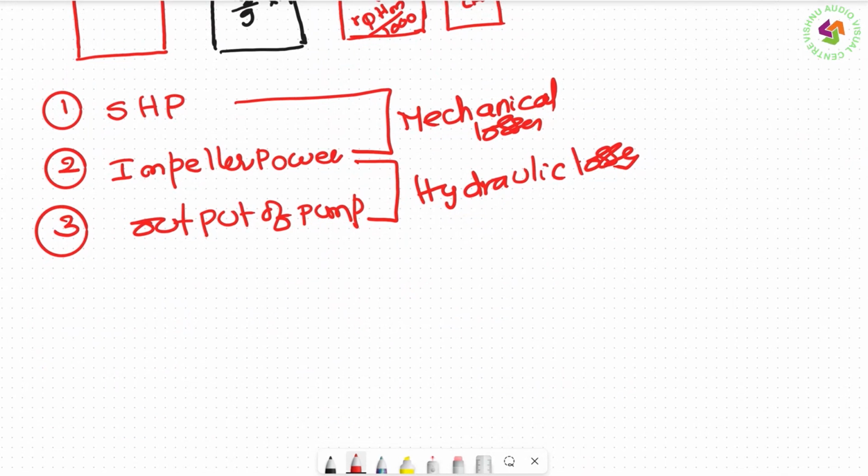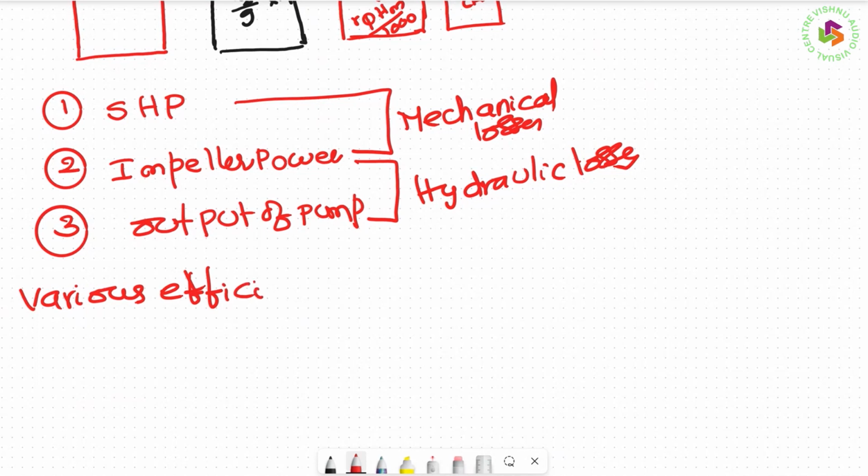If you remember this, then it will be very easy for me to go into the various efficiencies of a centrifugal pump. Let us take it. Various efficiencies. In order, first the motor is switched on. When the motor is switched on, the shaft starts rotating, and then that shaft transfers power to the impeller, and from the impeller it rotates the water and transfers power to the water. That's what I have written.